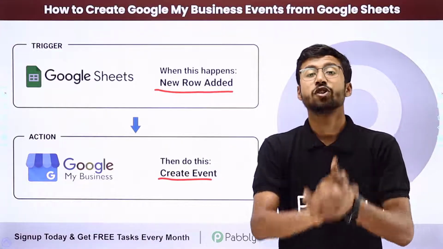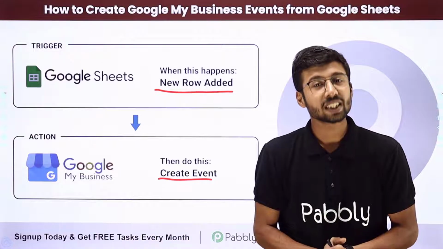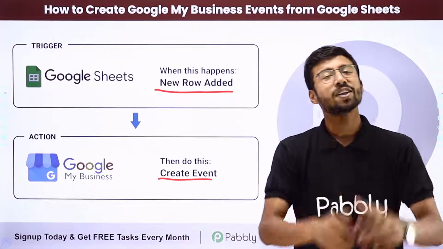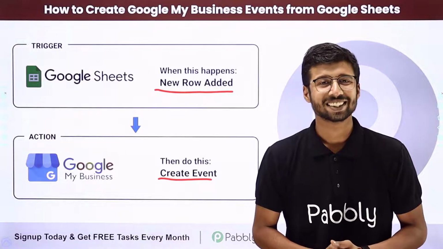Now guys, this automation is possible. How can you set up this amazing automation between Google My Business and Google Sheet? To know this, you have to come with me to my screen.